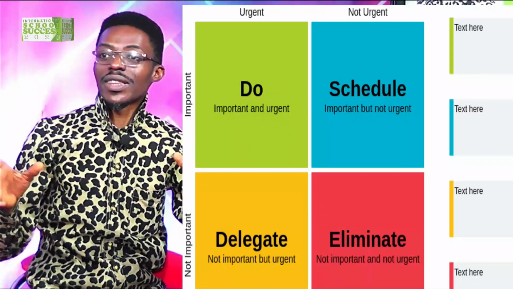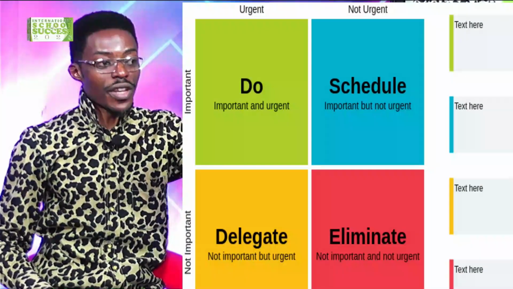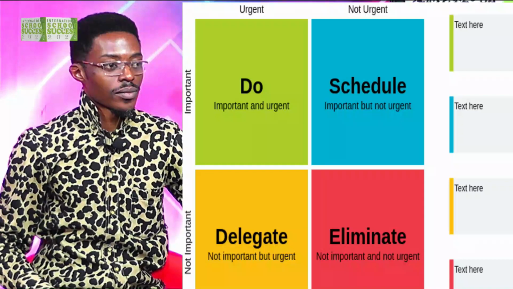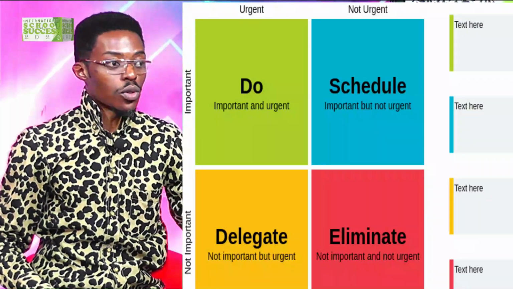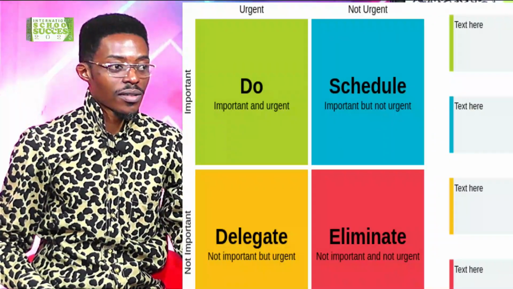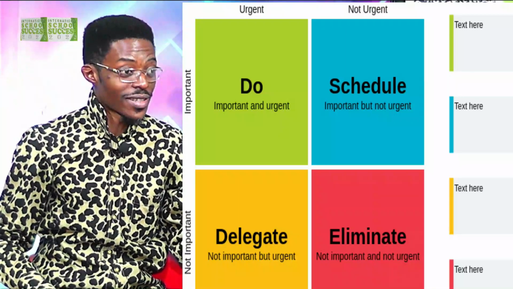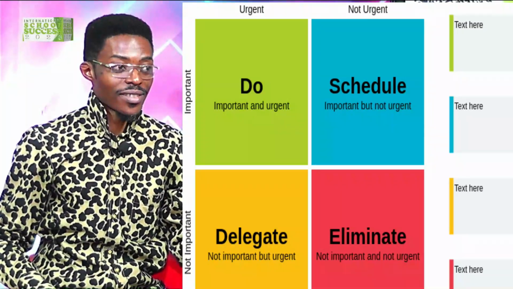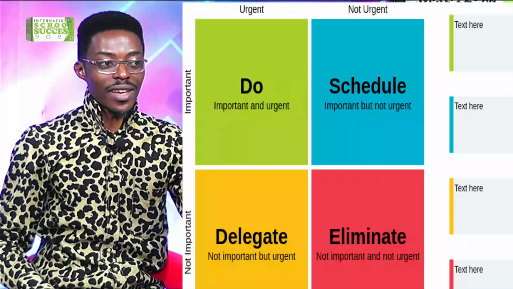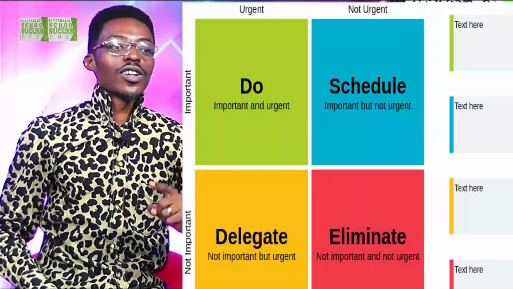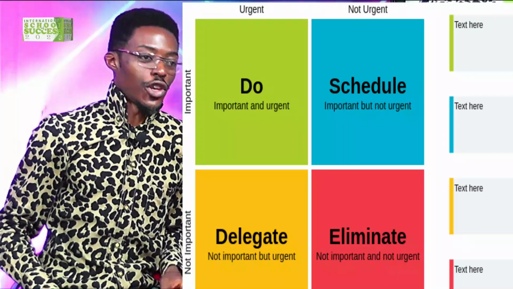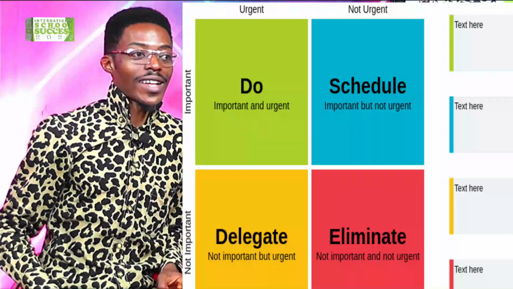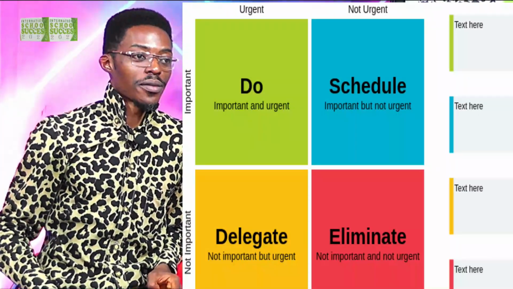So out of the 10 things you listed, you will pick what is urgent. For example, going to work. Is it urgent? Is it important? You write it there. Calling your friend to tell her to try and see you tomorrow. Is it urgent?